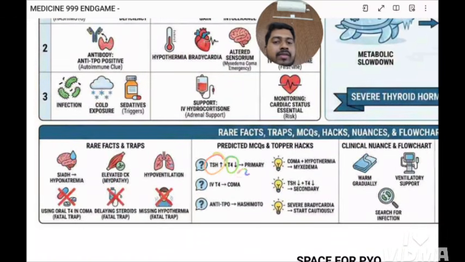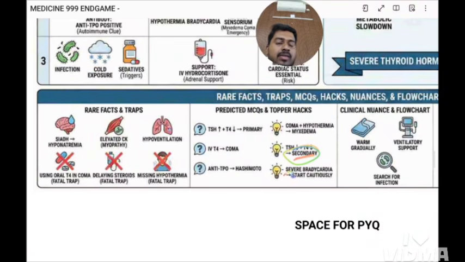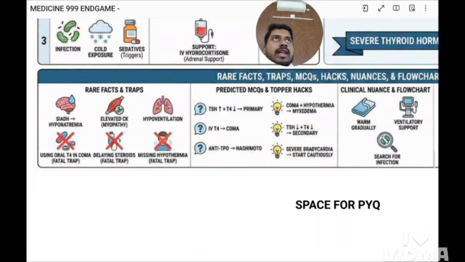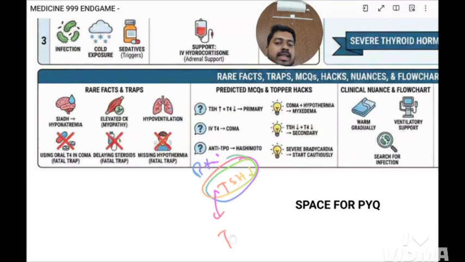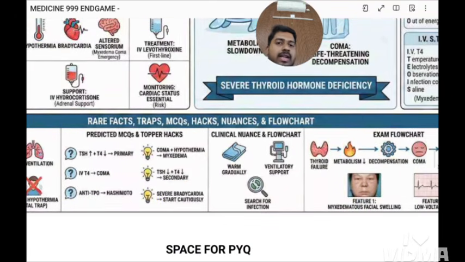If TSH is high and T4 is low, it is primary hypothyroidism. IV T4 is used in Myxedema coma. Anti-TPO antibodies are seen in Hashimoto's thyroiditis. Coma along with hypothermia is Myxedema coma. TSH decrease along with T4 decrease is secondary hypothyroidism. Similarly, we had discussed the same thing for growth hormone, and for SIADH also, in Cushing's and Addison's disease. If TSH is decreased, it means there is decreased TSH production from the pituitary, and as a result there is decreased T4 production. Next, in severe bradycardia, start treatment very cautiously under cardiac monitoring.